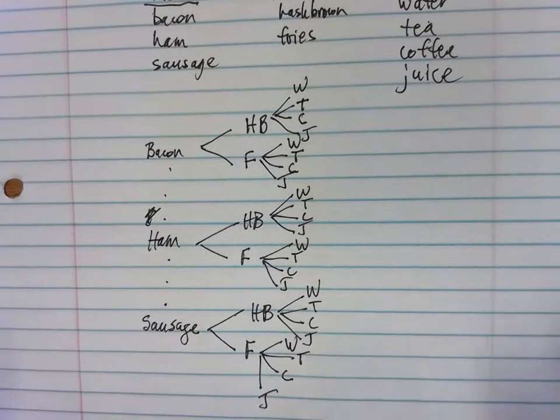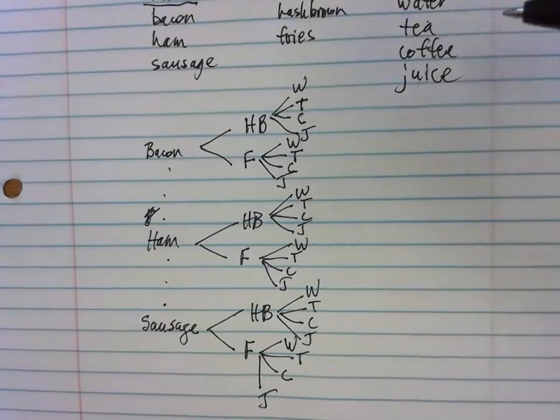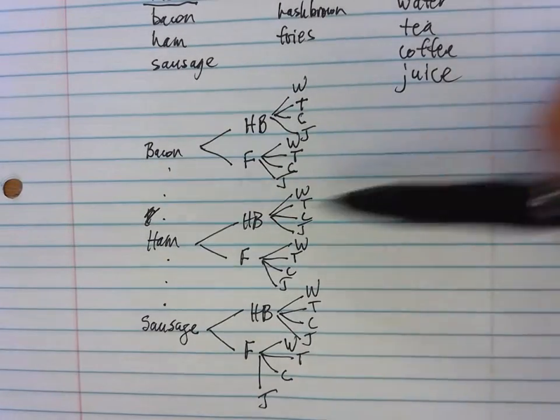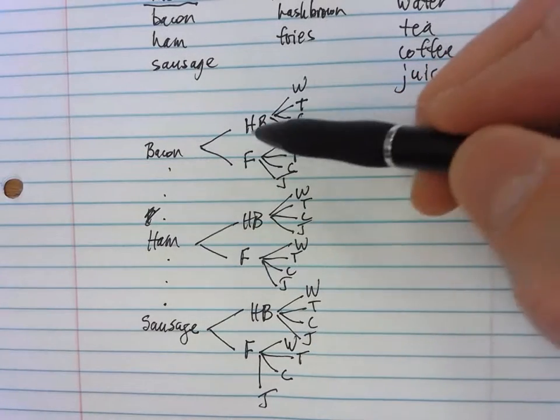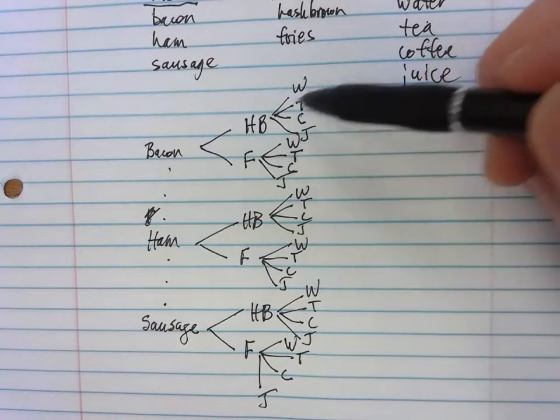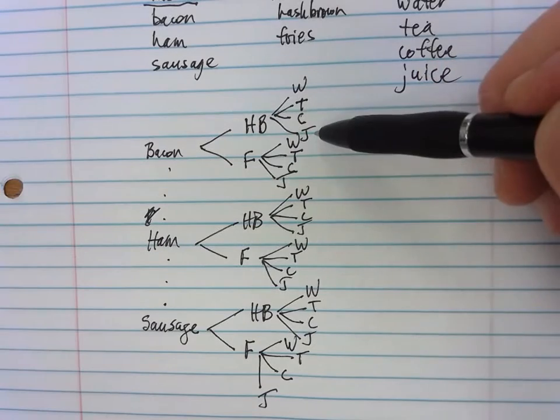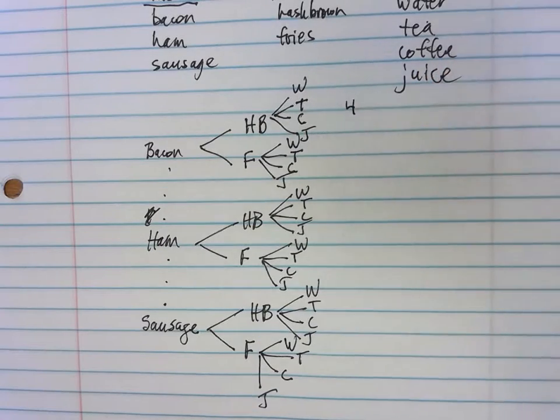See why I said you need some space? You got to have enough space to put all these branches out there. So now, I'm not going to go through all three of these, but I'll just read off the bacon one, okay? So you could have a bacon with hash browns and water. Bacon, hash browns, tea. Bacon, hash browns, coffee. Bacon, hash browns, juice. So that's four of them, right?